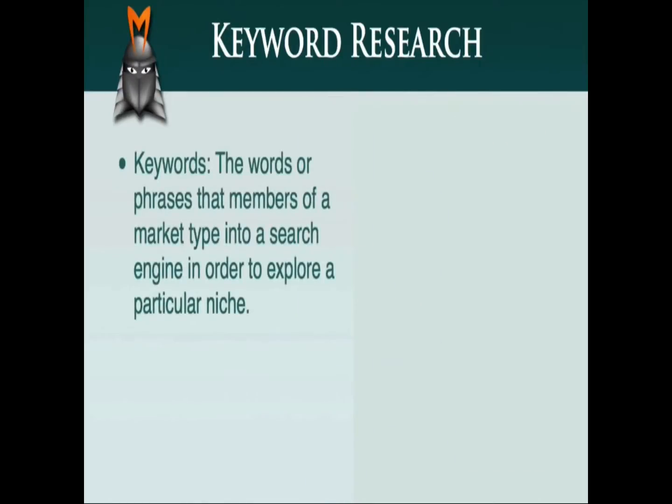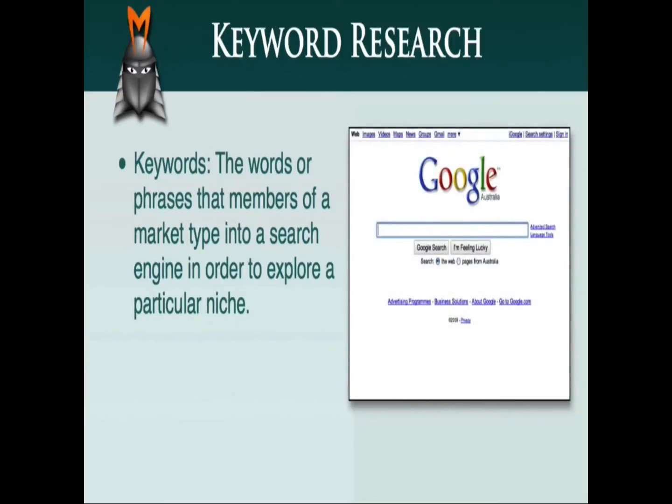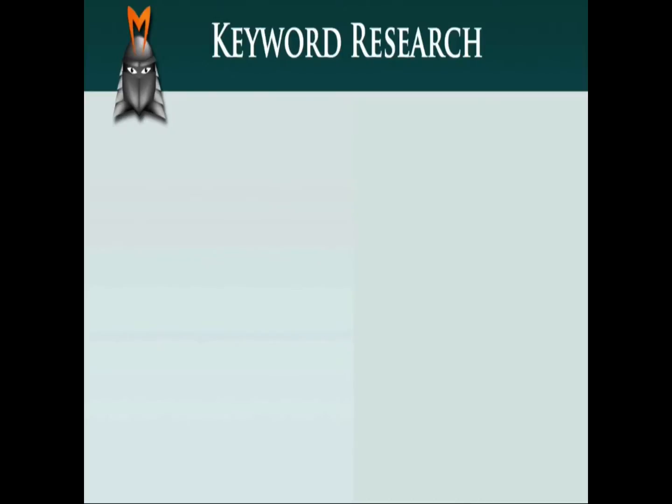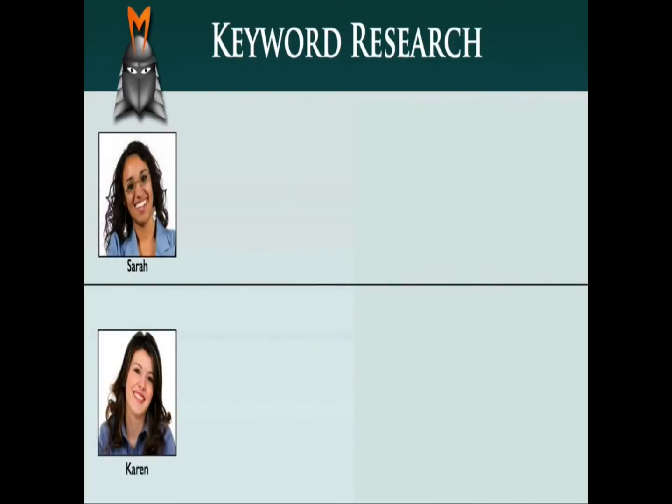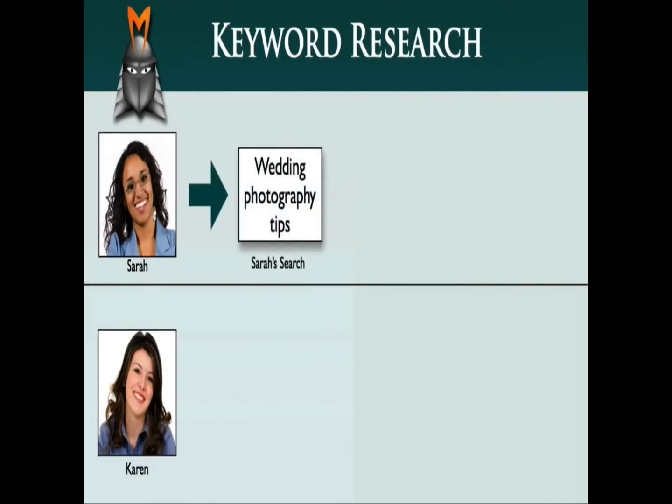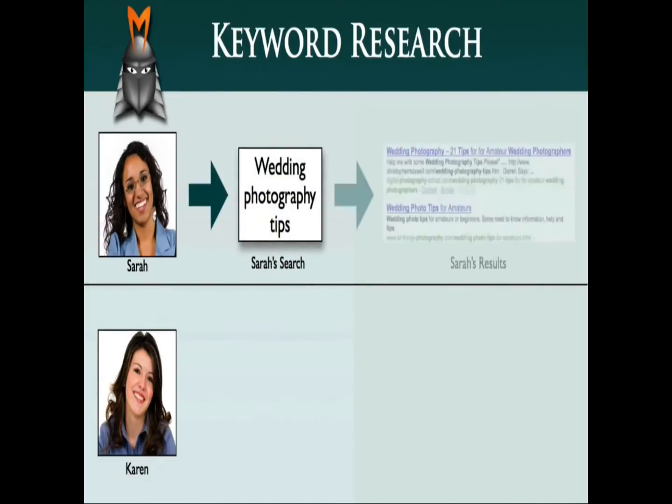Keywords are the words or phrases that members of a market type into a search engine in order to explore a particular niche. For example, Sarah and Karen are both members of the brides-to-be market. When Sarah sits down at her computer to explore the wedding photography niche, she enters the keyword phrase wedding photography tips. Google then returns a list of sites that contain tips for getting great wedding photos.